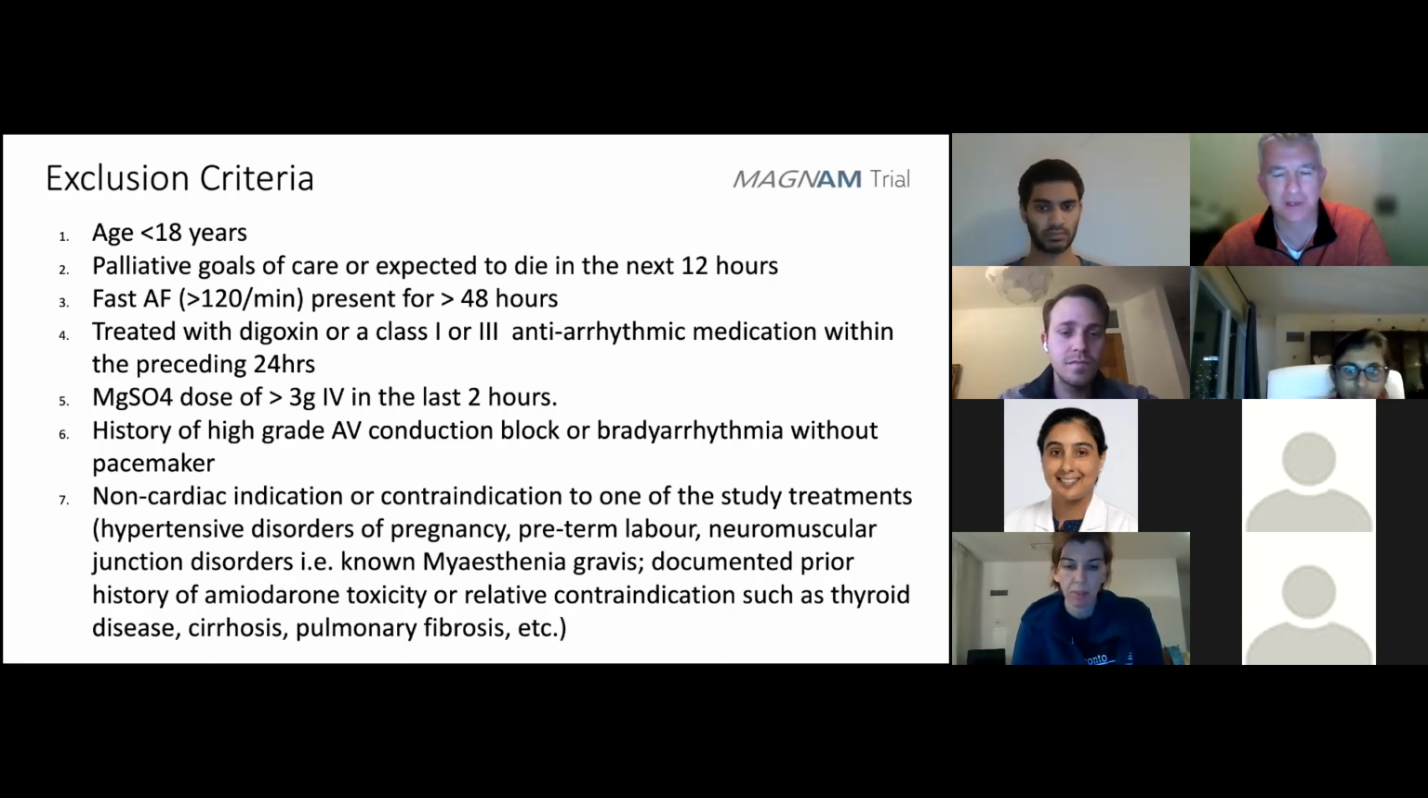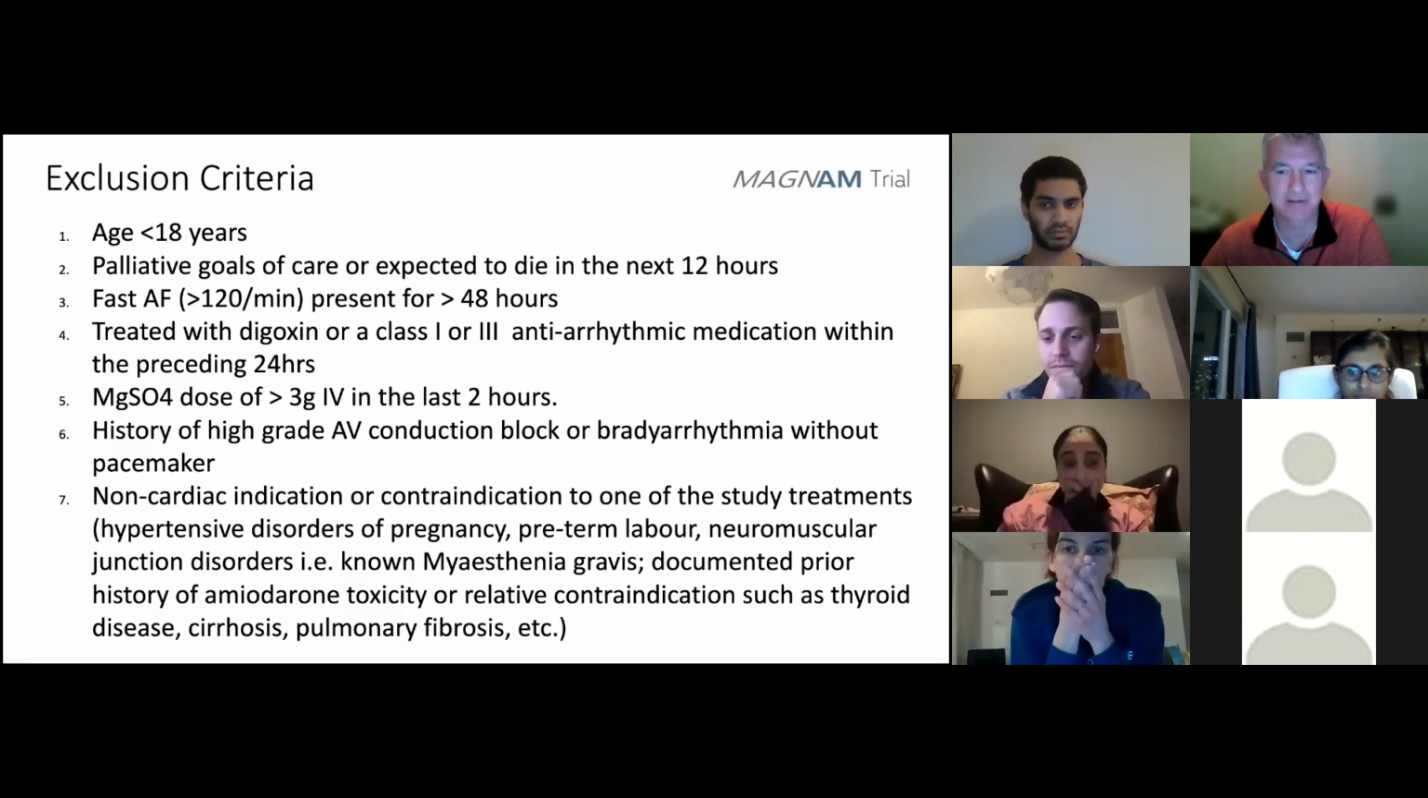The AF for more than 48 hours is essentially still supposed to be untreated, but you've now decided it wants treatment rather than you've tried multiple other treatments. But Verinder's asking specifically about exclusion criteria 3 and saying, where do we time that from? And Verinder, the timing is actually from when it becomes fast AF, when it is above 120.